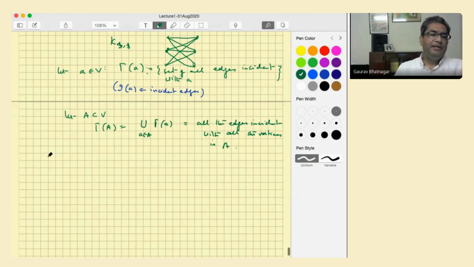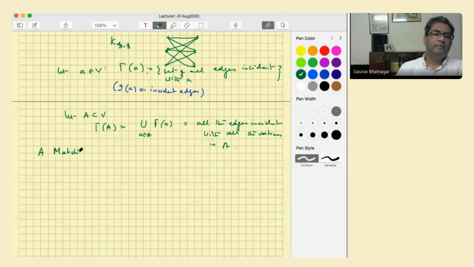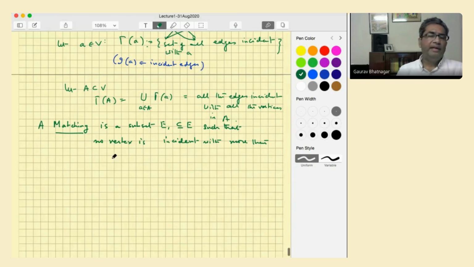Okay, and a matching is a subset E1 belonging to E, such that no vertex is incident with more than one edge of E1.